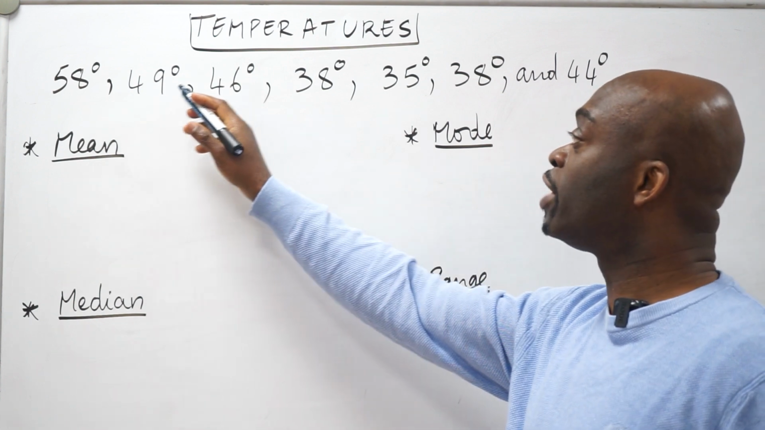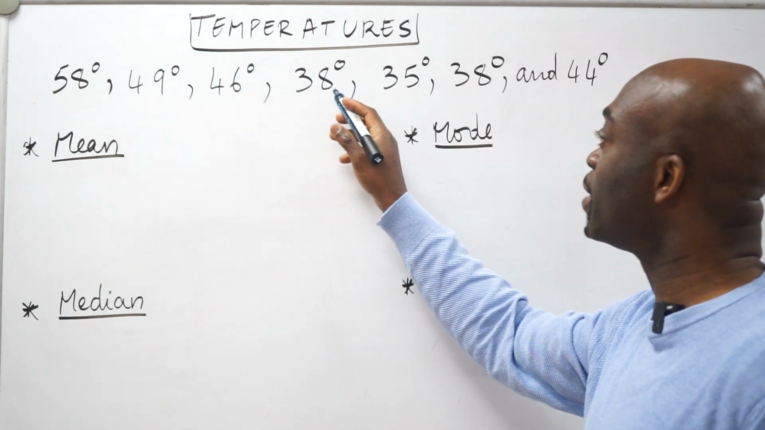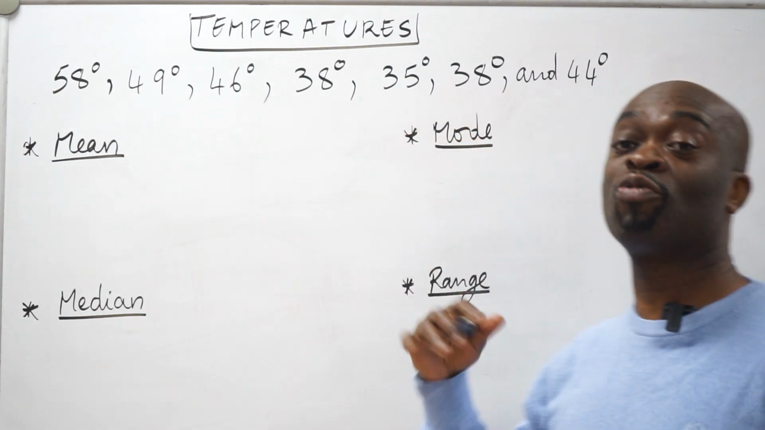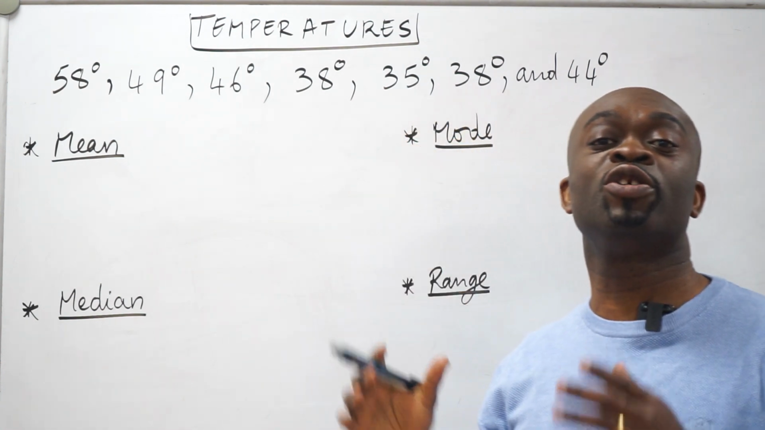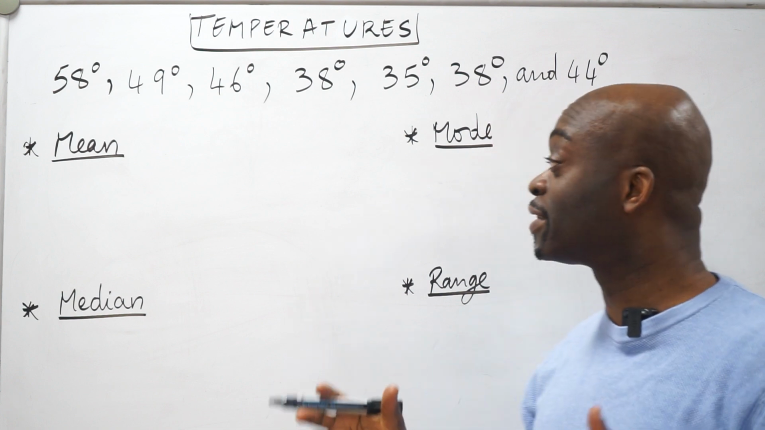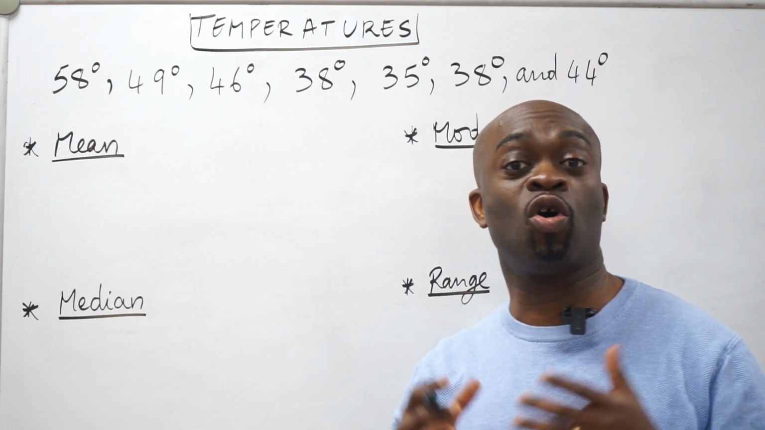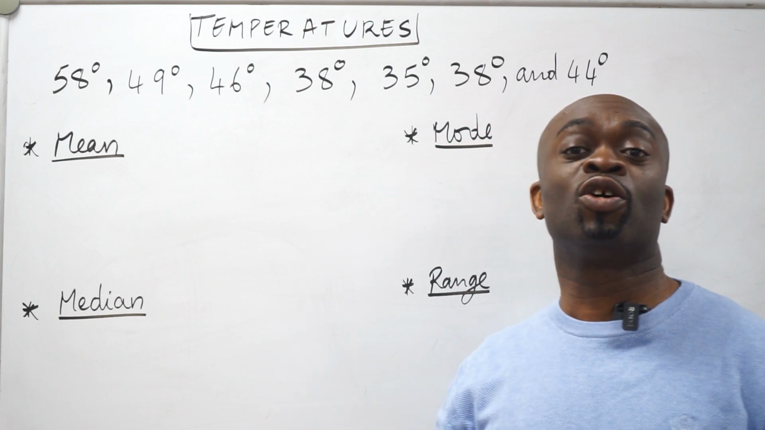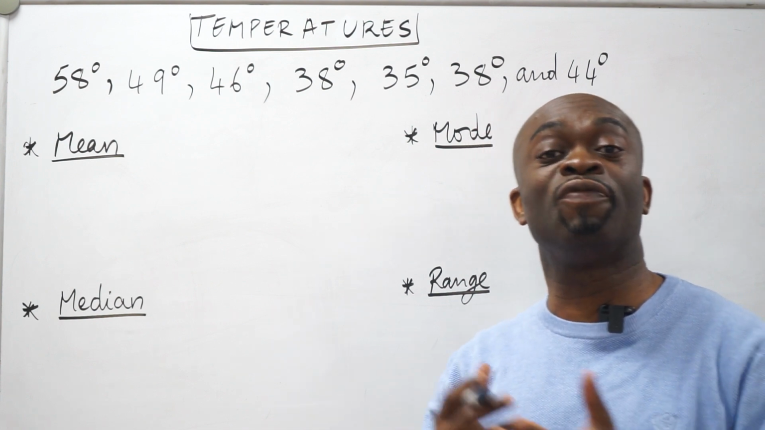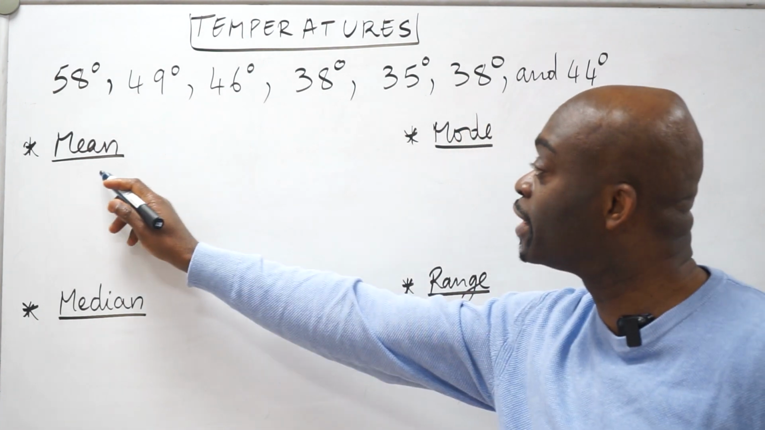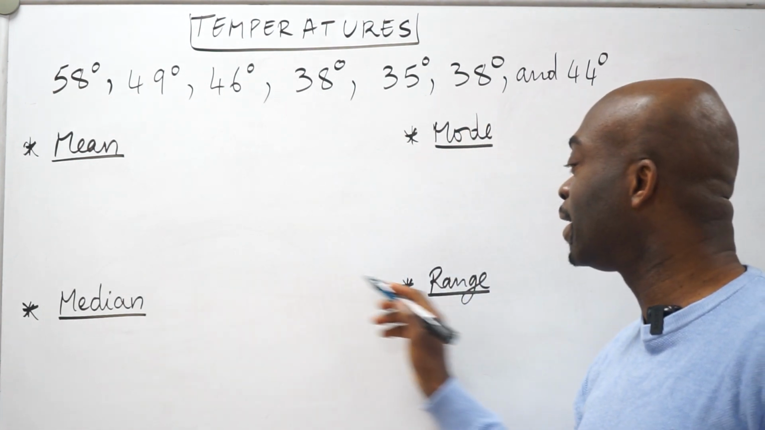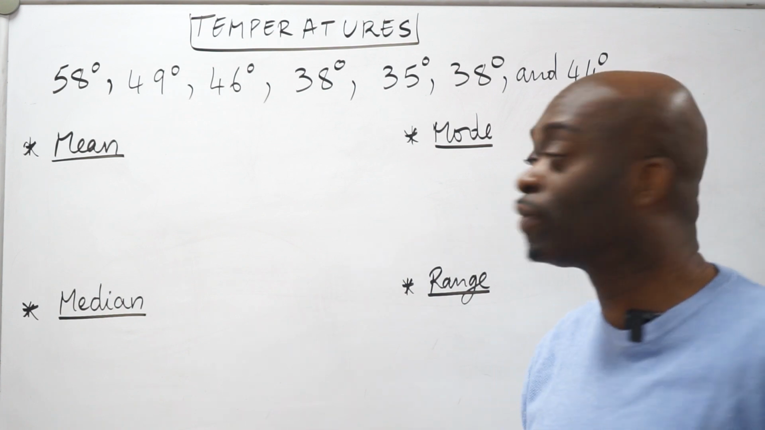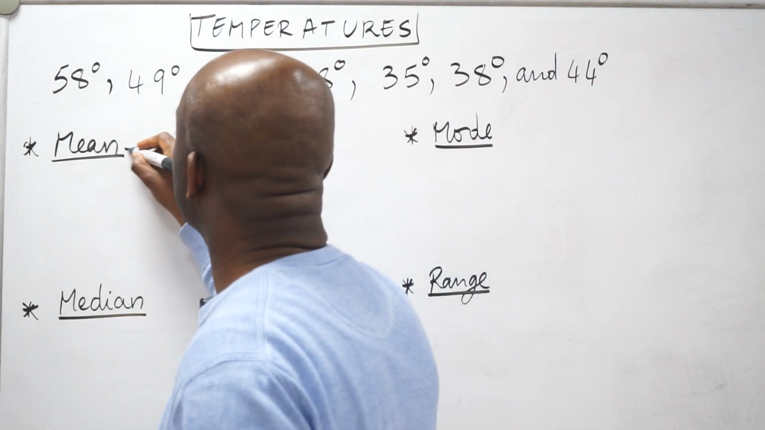So we have 58 degrees, 49 degrees, 46 degrees, 38 degrees, 35 degrees, 38 degrees, and 44 degrees recorded in our cases here. We're going to use statistics. And statistics is all about what? Collecting data, organizing it, working on that data, and then making conclusions and coming up with decisions. In these cases, we're going to deal with the mean, the mode, the median, and the range. So what's the mean? That's the same thing as the average.